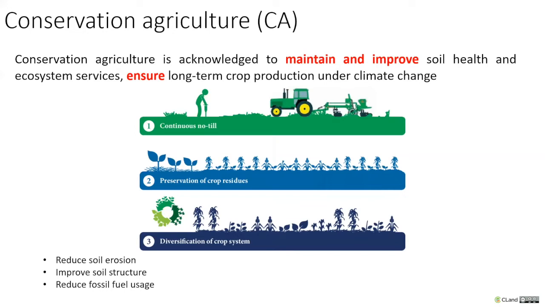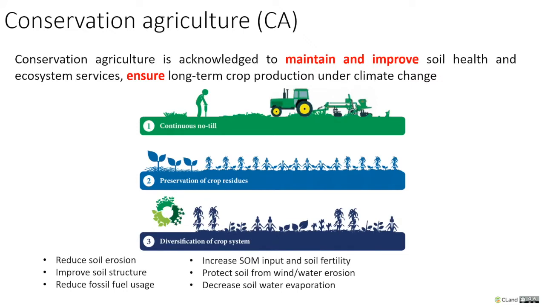The second is permanent soil cover. It can increase the soil organic matter input and improve soil fertility. It can also protect the soil from erosion and decrease soil water evaporation. And the third one is dynamic crop rotation, which can increase the biodiversity level and reduce stress from pests and diseases.